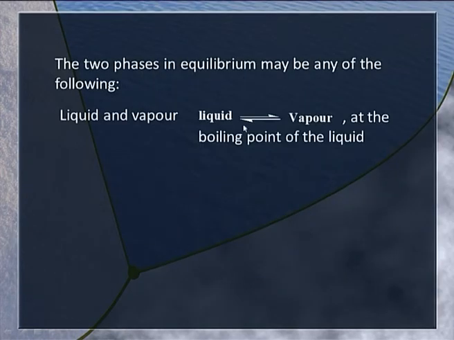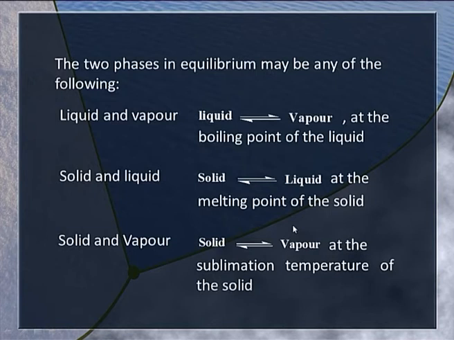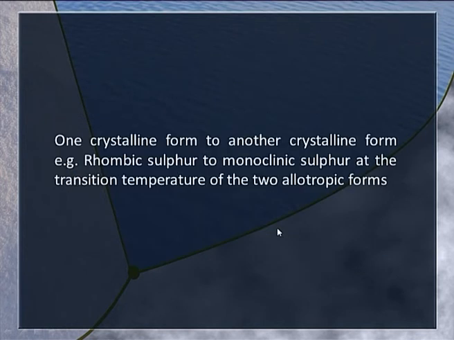What are the different types of phases possible? Like you can have water present in a liquid phase and water present in a vapor phase. So, there is equilibrium between these two, and that is going to happen at the boiling point of the liquid. The second equilibrium can be between solid and liquid at the melting point. The third possible is solid and vapor at the sublimation. There is also one more equilibrium possible from one crystalline form to another crystalline form, that is rhombic sulfur to monoclinic sulfur. Both are sulfur, but they can exist in two different crystalline forms. So, the equilibrium can be between such types of systems.